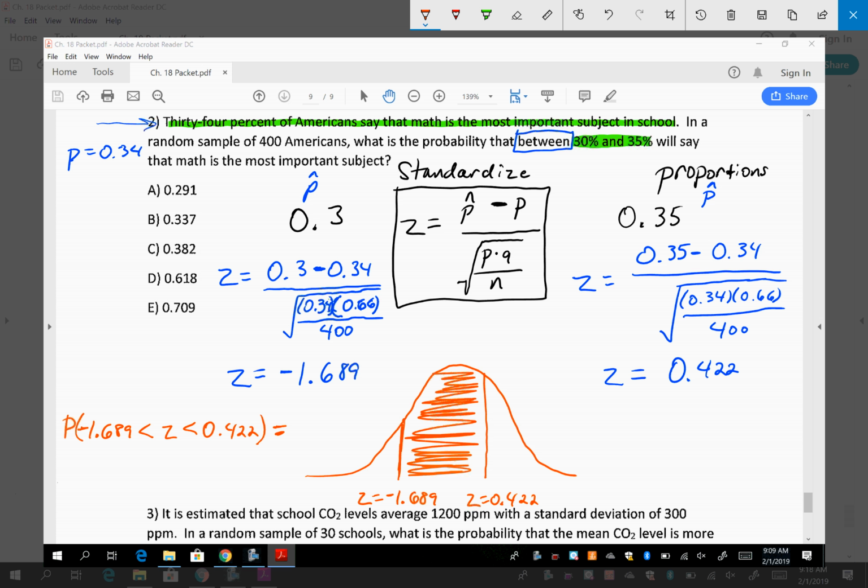Once you have this all written down, where are you going to go? Z-score calculator on your phone. And let's decide which one we're going to pick.